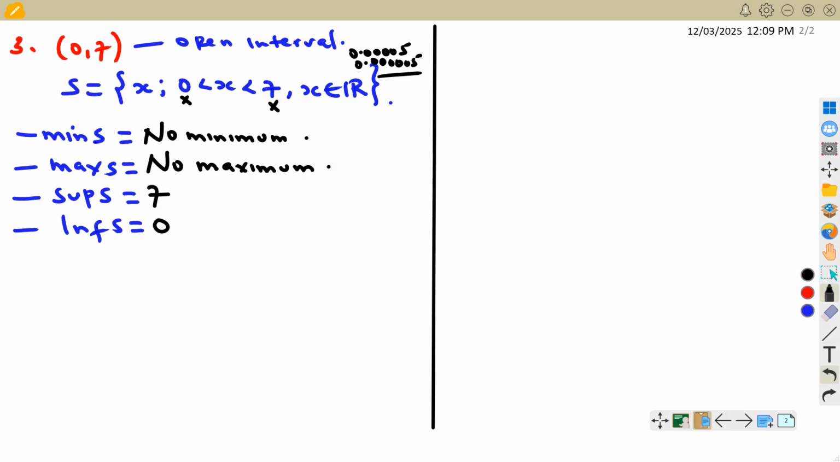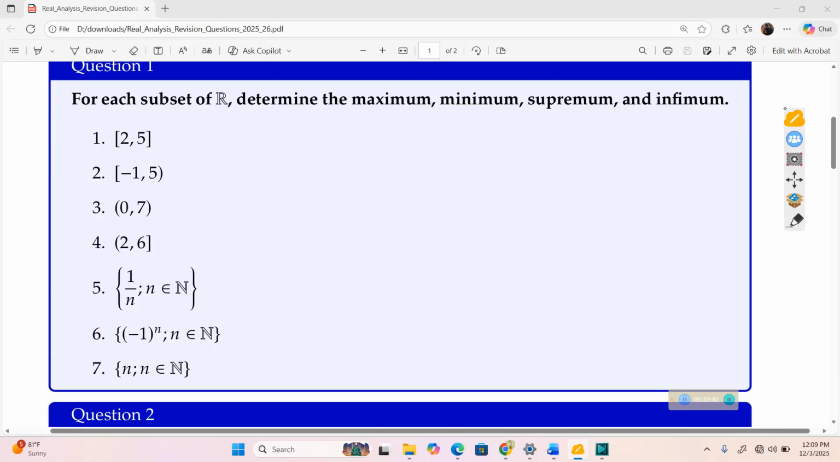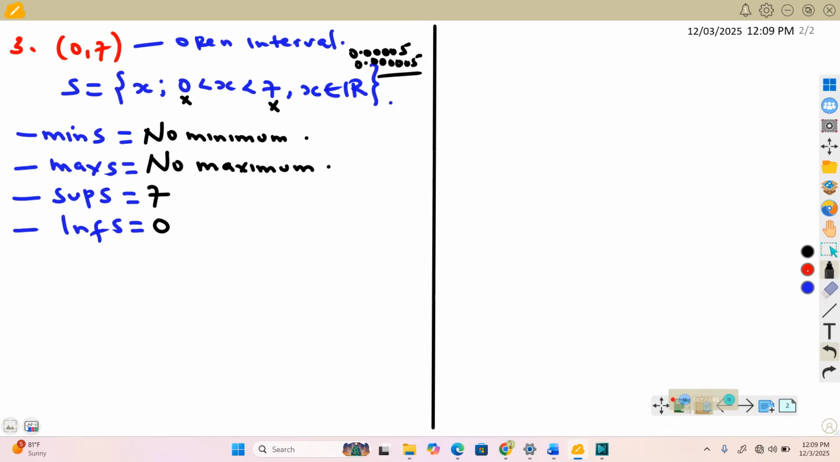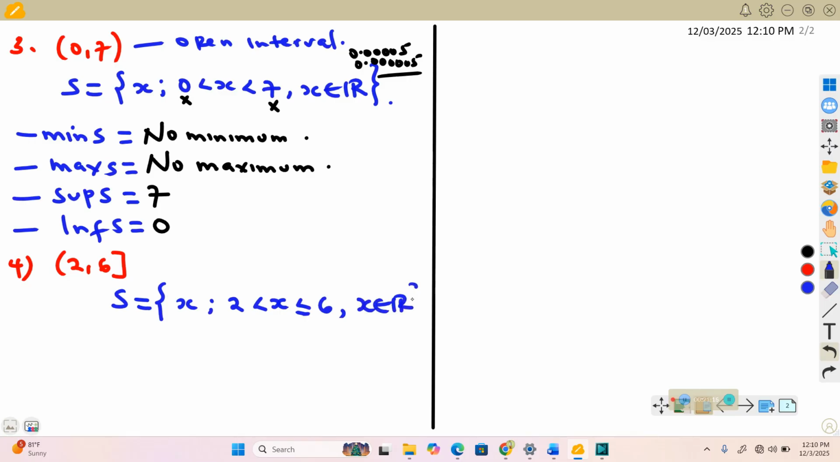So next we look at (2, 6]. Next we are having 4, which is (2, 6]. I hope it should be easier for you now for the different numbers that we have seen. This one is describing a set of elements between 2 and 6, where 2 is not part of this set, but 6 is part of this set. And x is an element from the set of real numbers. So this will be our set.